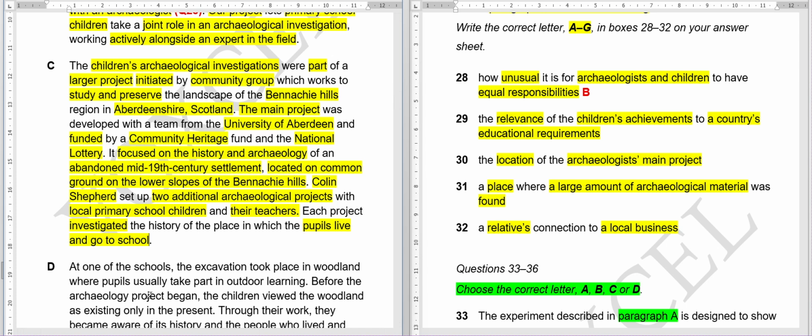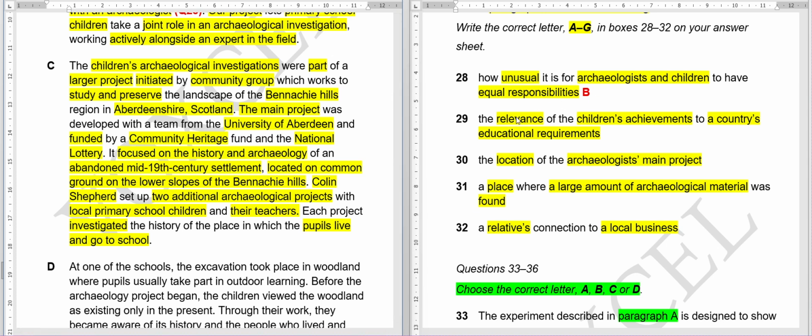Now you have around 10 seconds to find whether there is any answer to these questions in paragraph C or not, and the time starts now. Okay, time's up. So let's read the questions.